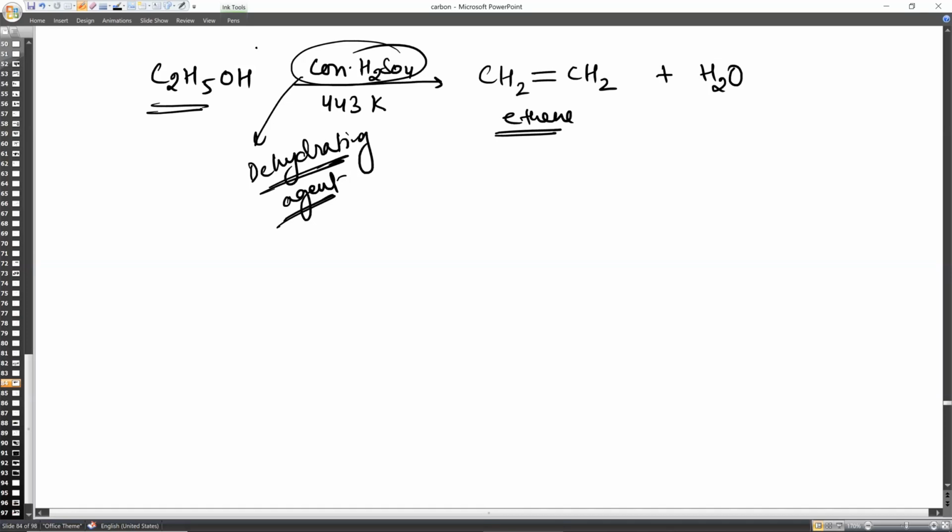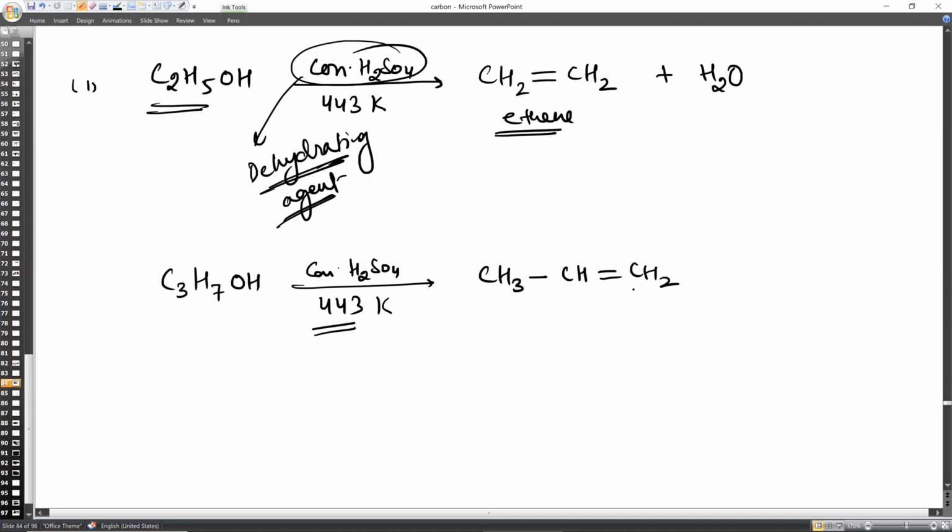Got it? Yes, sir. The third property of alcohol: if we have a 3 carbon alcohol like propanol, C3H7OH, and we put it with concentrated H2SO4 at 443 Kelvin, the temperature should be there, then this will be CH3-CH=CH2. The 3 carbon alcohol is propanol, and this will be propene, plus H2O. Got it?